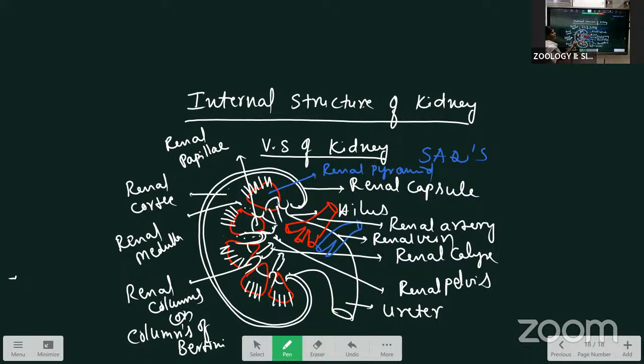The pyramids have a number of nephrons present. The collecting ducts of the nephrons open into the ducts of Bellini. All the collecting ducts merge and form a duct that we call the duct of Bellini. This is the internal structure of the kidney. Next, inside the kidney a number of nephrons are present. How many nephrons are present?